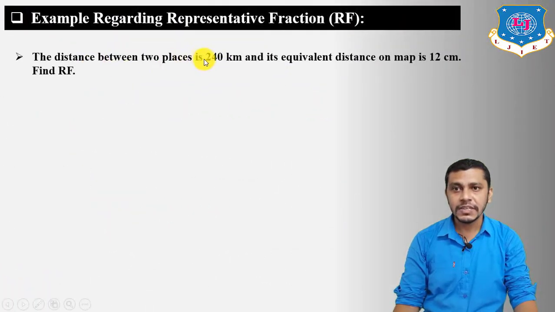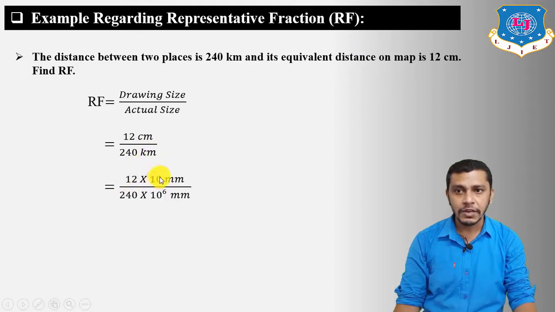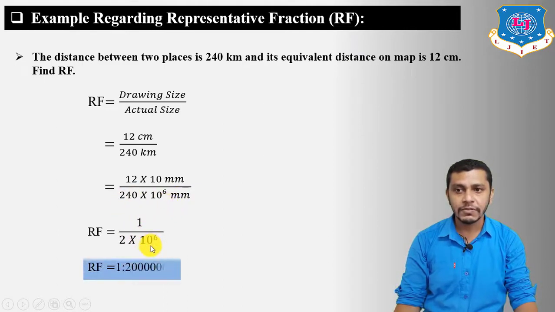The distance between two places is 240 km and its equivalent distance on the map is 12 cm. Then find RF. We all know that RF is equal to drawing size upon actual size of the object. Here the drawing size is 12 cm and the actual distance between two places is 240 km. So it is 12 cm divided by 240 km. Now convert both units into mm. So 12 into 10 mm upon 240 into 10⁶ mm. So it will be equal to 1 upon 2 into 10⁶. So RF is equal to 1:20 lakh.